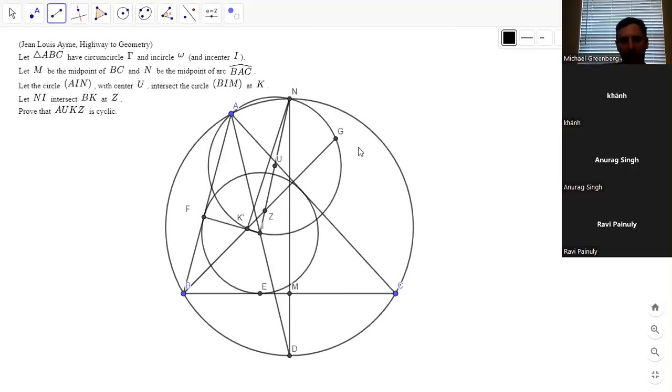AGIK prime is an isosceles trapezoid because, how do we know that? Oh, because angle INA, we want to show that's equal to angle ING, but ING is IKG. Yeah, we don't know that this is cyclic yet, right? Oh, are we just defining K the original way? Yeah, okay.